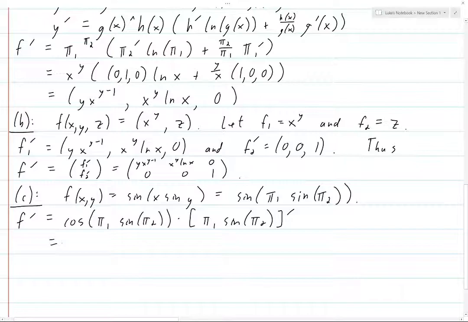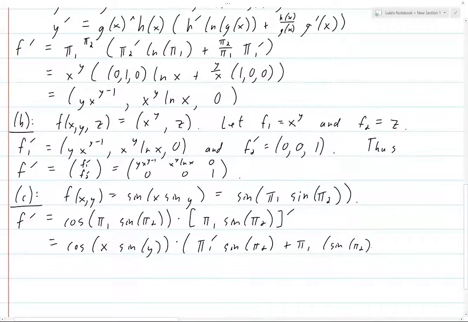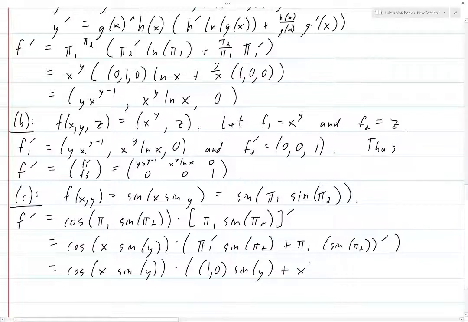Okay, so this cosine of pi 1 sine pi 2, when you plug in x, y into the pi projection functions, you're going to get cosine of x sine y. And then to evaluate this derivative, we need to use the product rule. So we're going to multiply by pi 1 prime sine of pi 2 plus pi 1 times the derivative of sine of pi 2. Okay, so the cosine of x sine y will stay. Then here, pi 1 prime is 1, 0. Then we have sine of y plus x times the derivative of sine, which is cosine at pi 2 times pi 2 prime.